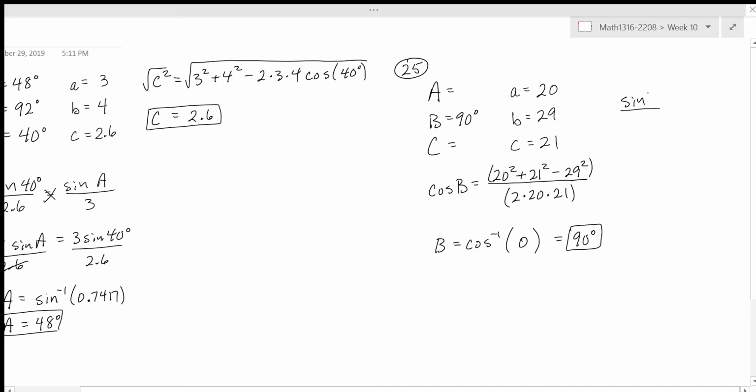All right, so we're going to say sine 90 over 29 equals sine A over 20. Everybody okay with that setup? And then we're going to cross multiply and divide. 29 sine A equals 20 sine 90. Divide both sides by 29.